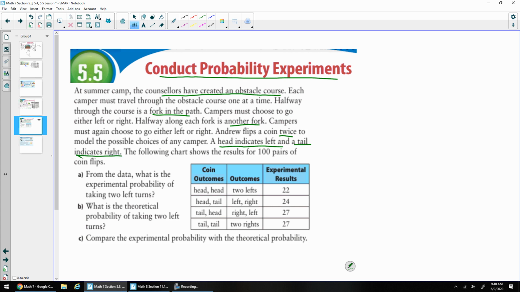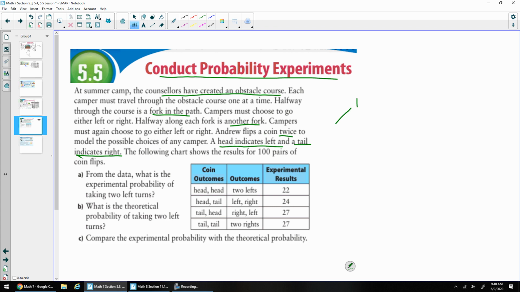The following chart shows the results for 100 pairs of coin flips. Okay, so he has this table here, and so he would flip a coin twice, and then heads always meant left, and so he wrote down the results. So in the possible outcomes, now you could make your tree diagram here too.